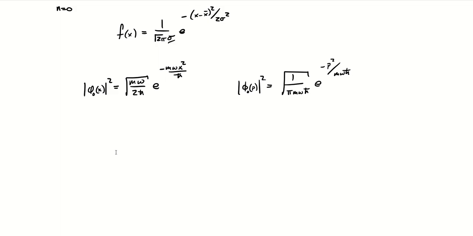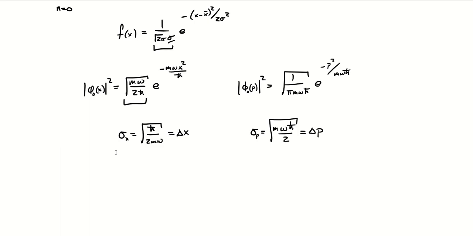You can just look by inspection and see that our standard deviation in position is the square root of h bar over 2 m omega, which is our delta x. And for momentum space, we end up with the square root of m omega h bar over 2. That's our delta p, right? Hopefully you can see this: if this coefficient out front is supposed to equal 1 over root 2 pi times the standard deviation, set them equal to each other and solve for that. Likewise, you can do a similar thing over here.